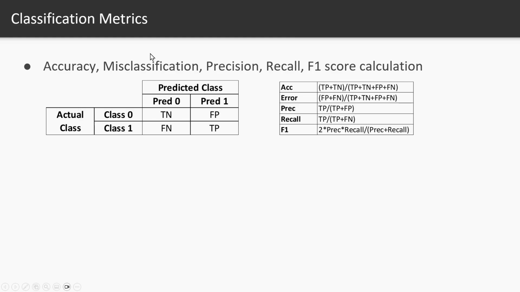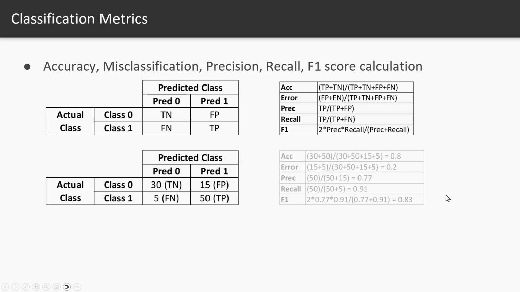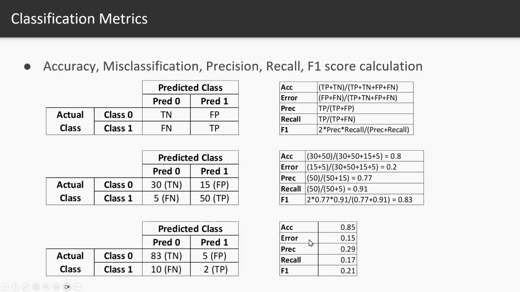And then you can calculate the accuracy, misclassification, precision, recall, and F1 scores from this confusion matrix table. I try to show them here too. So that's the F1 score right there, precision, recall, the error, and the accuracy of the model. So one example and another example. Here is the final thing I want to mention.